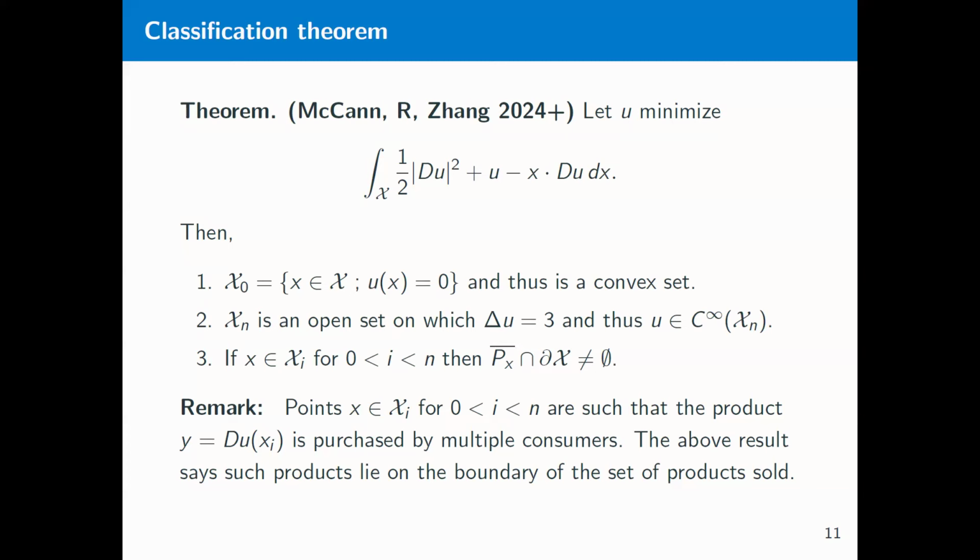On our set of strict convexity, our Xn, we can do what we usually do, and we can obtain an Euler-Lagrange equation. It's delta u is equal to 3. And we can show that that set Xn is an open set, and so u is C infinity on Xn. Finally, the regions where you're convex but not strictly convex are the most difficult to analyze.